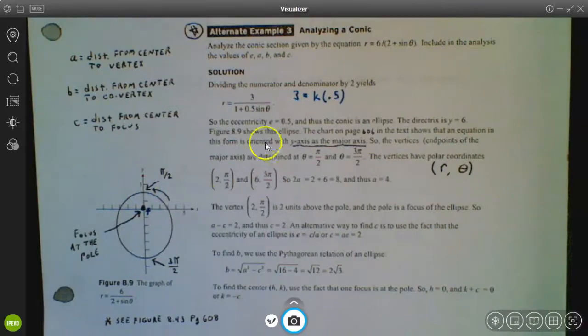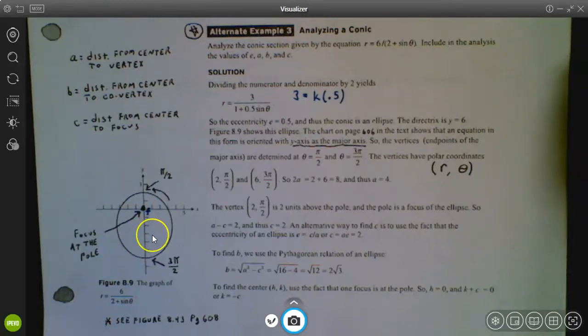If you plug in 3 pi over 2 for theta, and we simplify that, we come out with our r value of 6. And that's where they got this point right here. Remember that this represents a radius from 0, 0. So at pi over 2, I have a radius of 2. And at 3 pi over 2, I have a radius of 6. So that's 6 units right there.